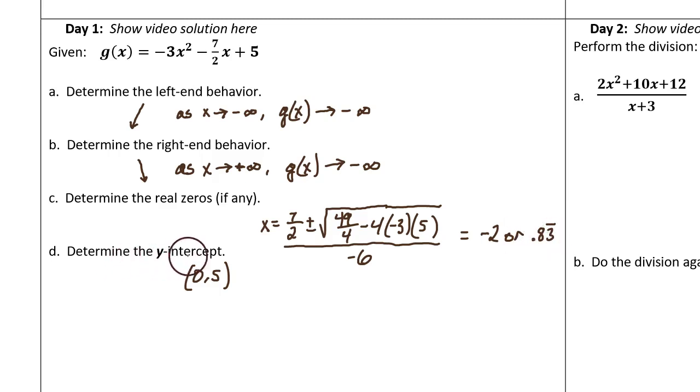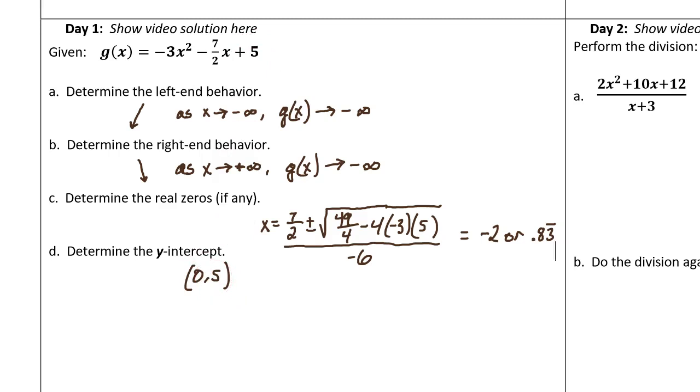Determine the y-intercept. We don't have to look at the graph to see where it crosses the y-axis. We can figure that out just by looking at the equation. If you fill in 0 for x here and here, that leaves the constant number as the y-intercept. So the y-intercept is at 5.